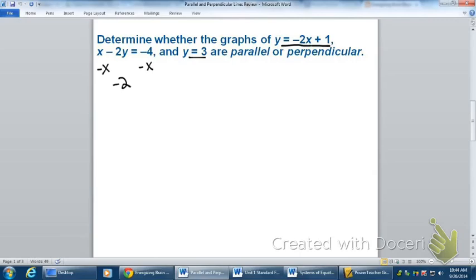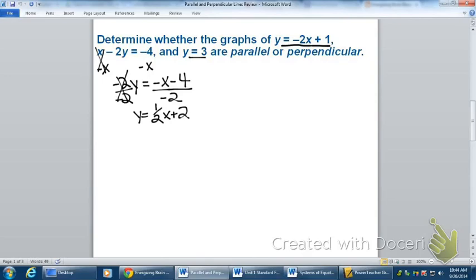So I have negative 2y is equal to negative x minus 4. Lastly, go ahead and divide both sides by negative 2. All right. Negative 1/2 x plus 2. Now when you simplify that, that's going to be y equals 1/2 x plus 2. Negative 4 divided by negative 2 gives you a positive 2.